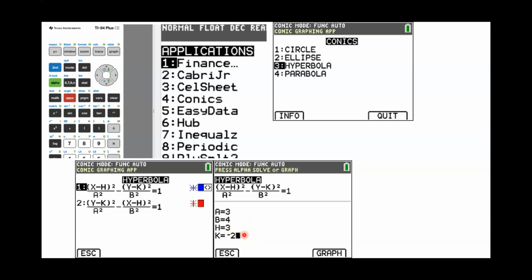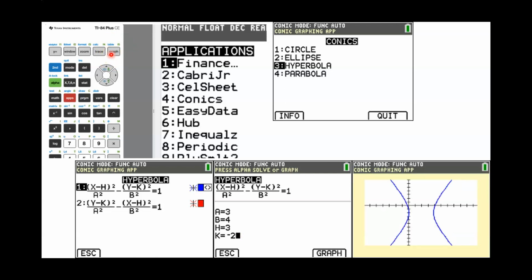All right. So once I enter those, then I can just hit my graph button. So just hit your little graph button right there. And when you do, it will sketch the graph of your conic section for you. All right, and you can use that for all of our conic sections.